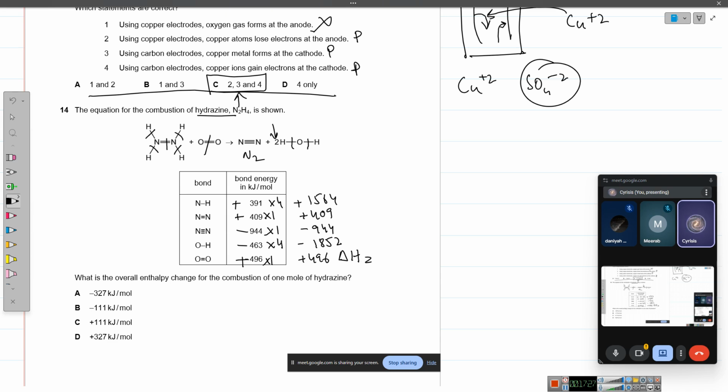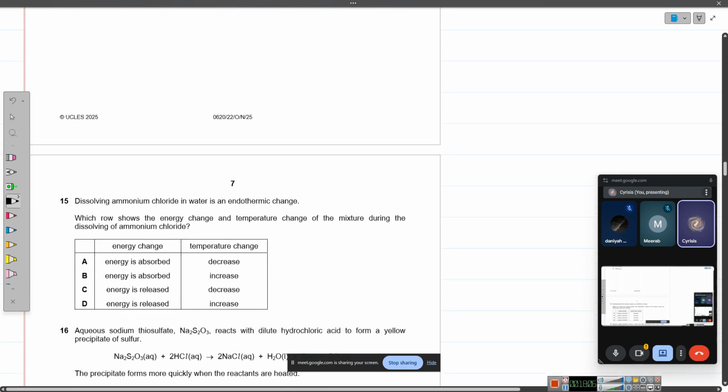So 1564 plus 409 plus 496, right? That's 2469. Minus how much is it? 944 and this 1852, right? That's going to be minus 2796. So 2469 minus 2796 is equal to minus 327 kilojoules per mole, right? And that's going to be negative because that's a negative delta H, right? So delta H is minus 327, right? So that's our answer. Okay, moving on.